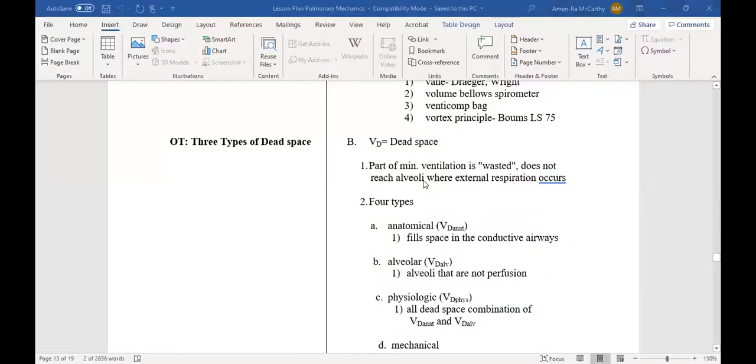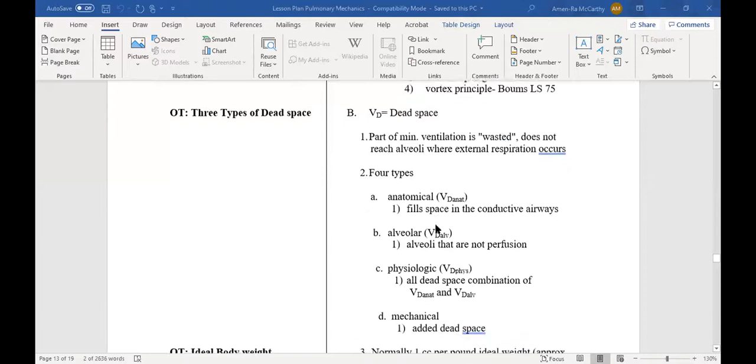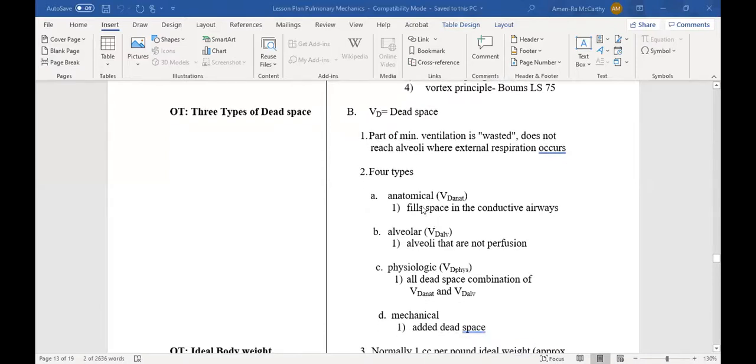Now, speaking of dead space, it is the ventilation that is wasted, right? It does not reach the alveoli to take place in gas exchange. There are four types of dead space. You have anatomical. Anatomical dead space is that conducting zone I just showed you.